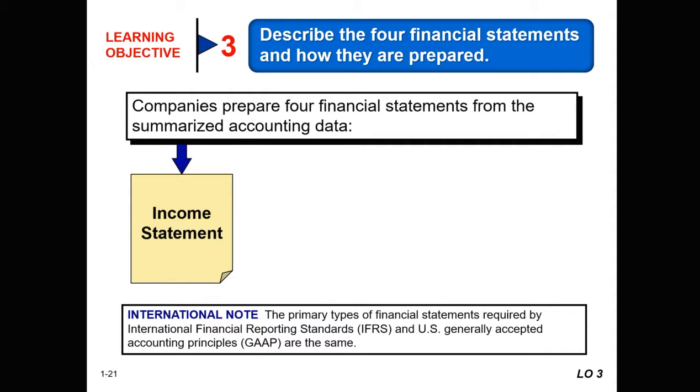So the accounting information is communicated through four different financial statements. And the first is the income statement, which reports the success or failure of the company's operations for a period of time. This is also the order in which these statements are created. So we start with our income statement, which looks at what operations did for a given period, a month, a quarter, a year. It covers a period of time.